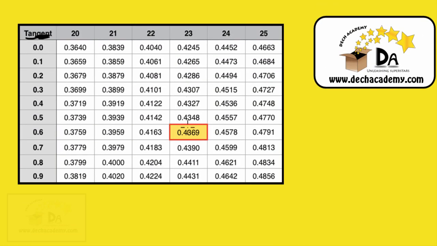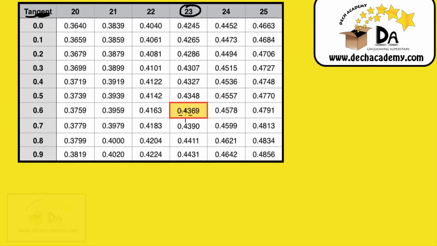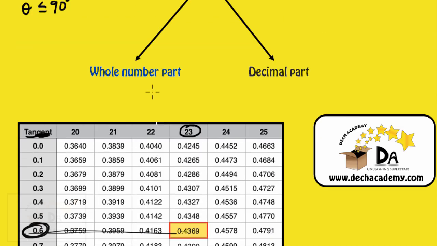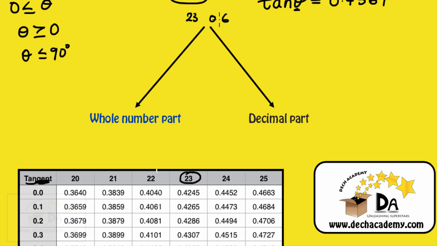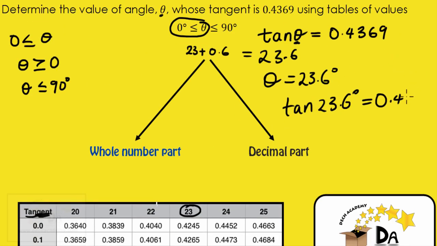And we work backwards. Now, to determine the whole number part, you just look at the column in which this number lies. And that's the column with 23. So we know that our number has a whole number part of 23. To determine the decimal part of the number, you look at the row in which this tangent value lies. And that's the row with 0.6 as the decimal part. So our number is 23 plus 0.6, which is 23.6. That means theta is 23.6 degrees. And that means the tangent of 23.6 degrees is 0.4369. And that's all. It's that easy.